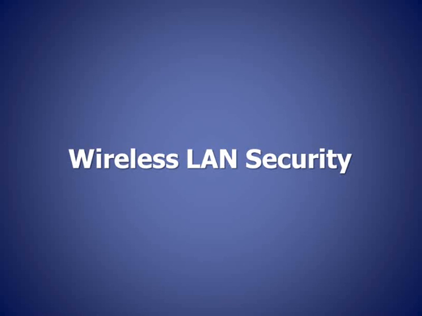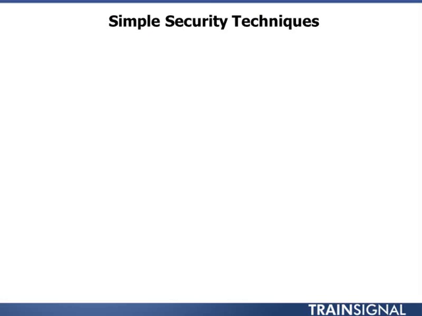So it's something that has become much more robustly addressed, but it is something that you need to have a very keen awareness of when it comes to how to protect wireless networks. To begin with, there are some simple techniques that you can use. These are not foolproof. They're not really security techniques per se, but they're some simple things that you can do to try to secure a wireless network.